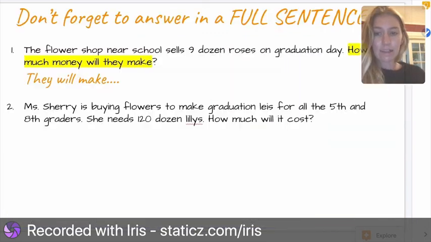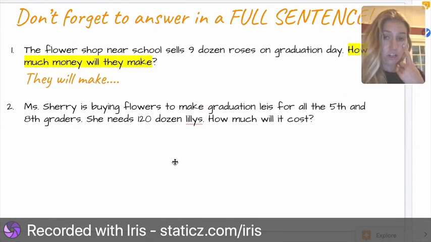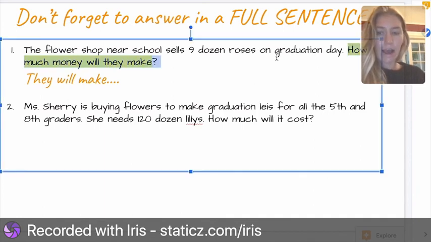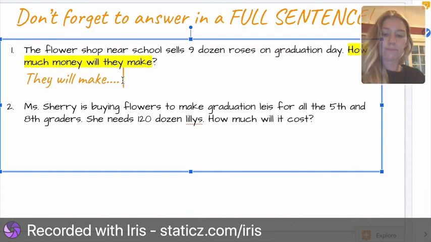And here's a little hint for when you answer in the full sentence. Look at the question. So in number 1, it says, the flower shop near school sells 9 dozen roses on graduation day. And then here's the question. How much money will they make? So I can just turn that around and say, they will make dollars. And I should include the unit. So that's all you have to do to find your sentence frame for the answer.